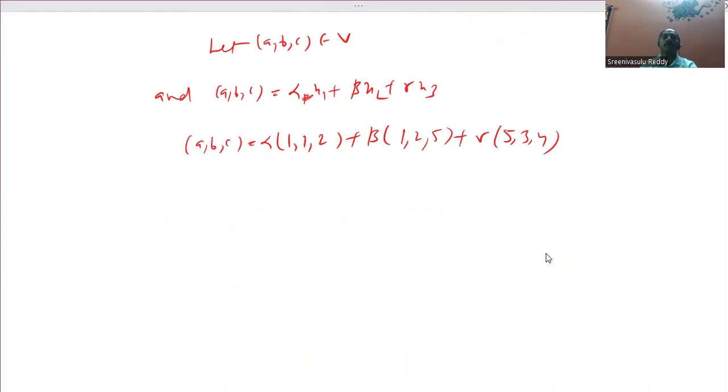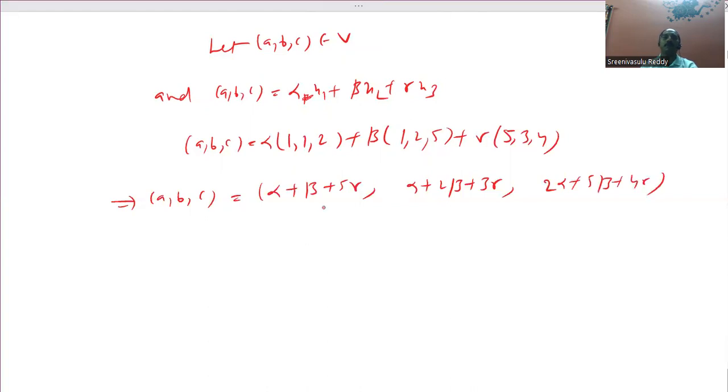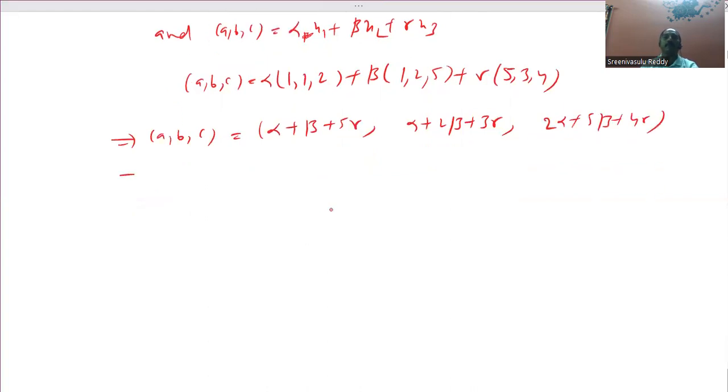You understand? Alpha, beta, gamma, we want to find in terms of A, B, C. Same procedure, linear combination. Finally, equate the equations. I am writing directly: first component alpha plus beta plus 5 gamma, second component alpha plus 2 beta plus 3 gamma, third component 2 alpha plus 5 beta plus 4 gamma. Now equate the corresponding vectors.